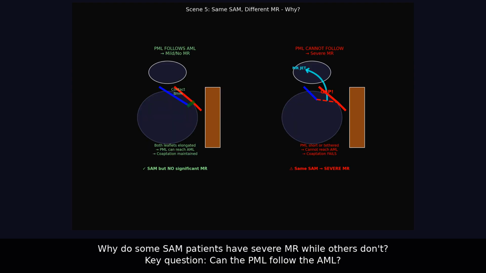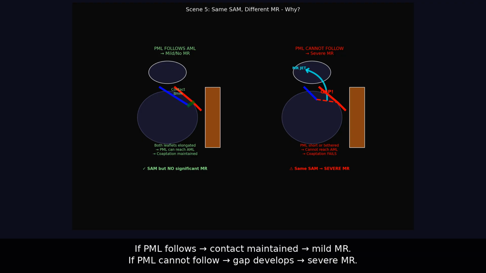Why do some SAM patients have severe mitral regurgitation while others don't? The key question is, can the posterior leaflet follow the anterior leaflet? If the posterior leaflet follows, the leaflets maintain contact, resulting in mild or no regurgitation. If the posterior leaflet cannot follow, a coaptation gap develops, causing severe regurgitation.